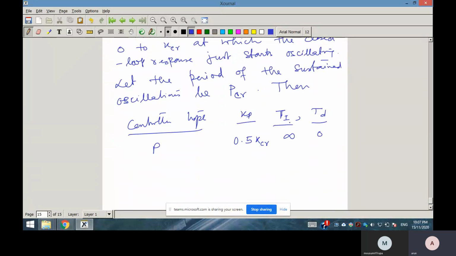Because your Ki equal to 0 means Ti equal to infinity, and Kd equal to 0 means Td equal to 0. Then if you want to use a PI controller, it should be 0.45 into KCR, and this is PCR by 1.2, and this is 0. If you are using PID, then it should be 0.6 into KCR, then this is 0.5 into PCR, and this is 0.125 into PCR.